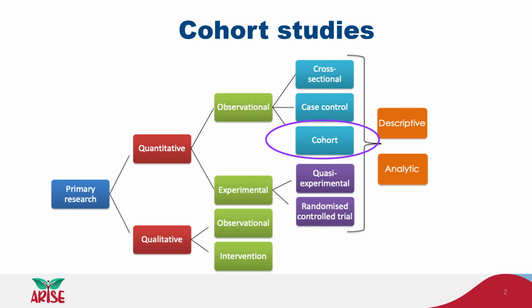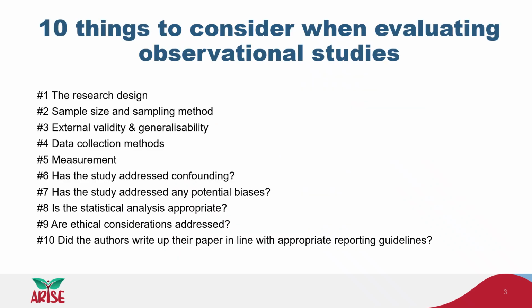This figure shows all the different types of research designs. As you can see here, there is quantitative and qualitative research, and under quantitative research there are both experimental studies and observational studies. Cohort studies are one of the three types of observational studies. When evaluating or preparing to conduct an observational study, including cohort studies, there are at least 10 things to consider. Do keep these in mind as we explore cohort studies together.